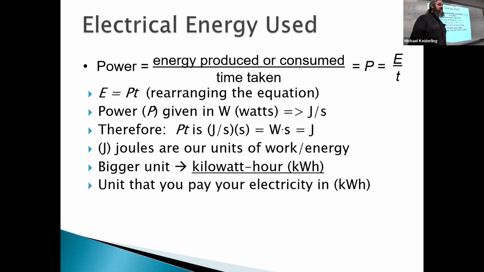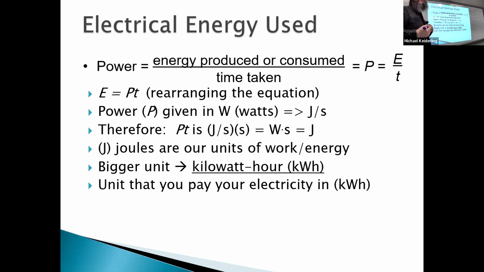However, if you look at, say, your electrical bill, got one of those, the power you consumed, or the energy you consumed, will not be listed in joules. On your electrical bill, you will see kilowatt hours. That is still a power times the time. So 1 kilowatt hour.